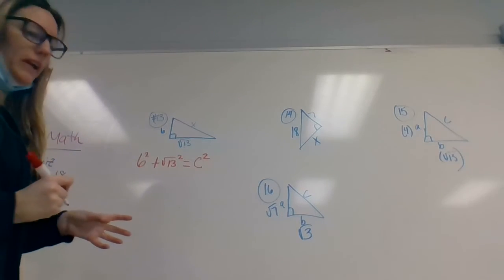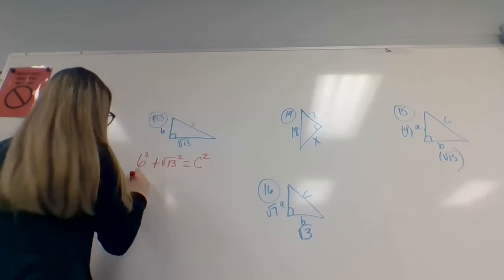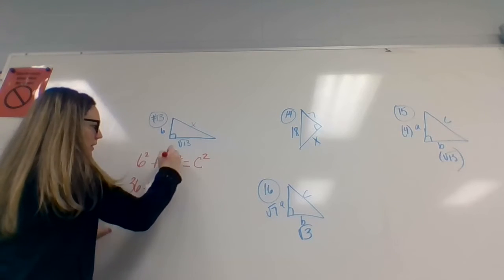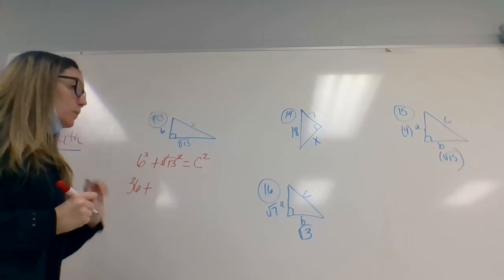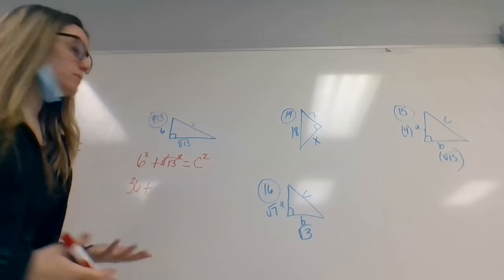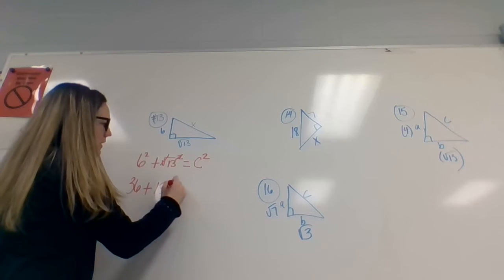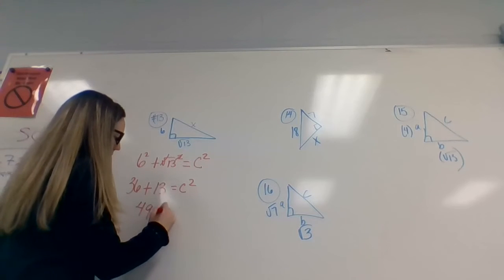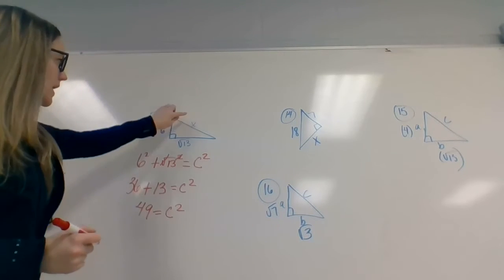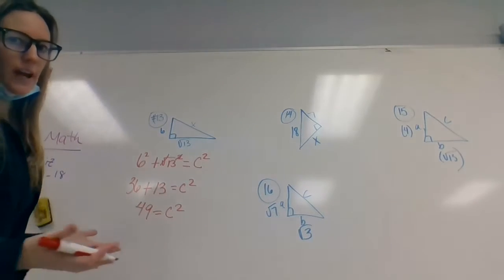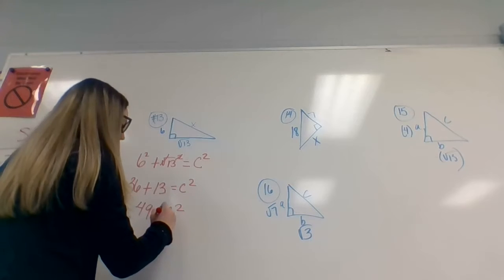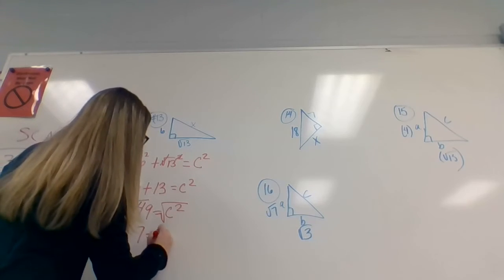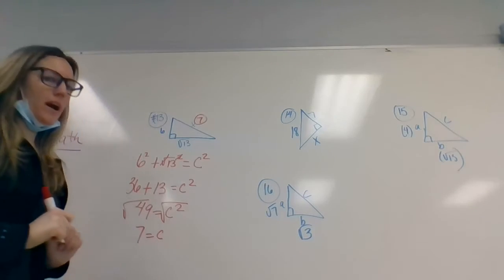And now I'm just going to continue solving. So I have 6 squared, or 6 times 6 gives me 36. Plus, and then remember what happens here with this root of 13 squared. This undoes itself. When you square a square root or square root a square, you're undoing it. So all you have left is this 13 equals c squared. I'm going to continue solving. 36 plus 13 gives me 49 equals c squared, but I'm not done because I don't need c squared, or in this case, x squared. I actually need just c. So in this case, I need to undo that square by square rooting both sides. And the square root of 49 is 7. So in this case, x, or my hypotenuse, is 7.